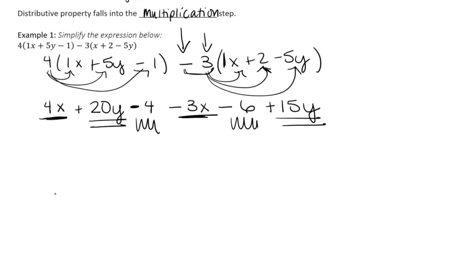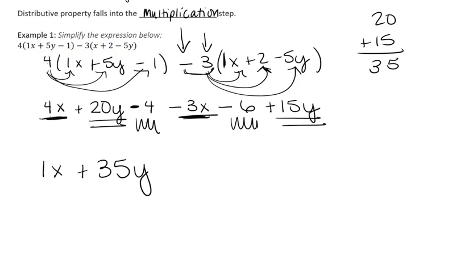So when we do that, we have 4x minus 3x. So that's just equal to 1x. Next we have 20y plus 15y. So 20 plus 15, if you need to write it out to the side, 0 plus 5 is 5, 2 plus 1 is 3. So we have 35y.